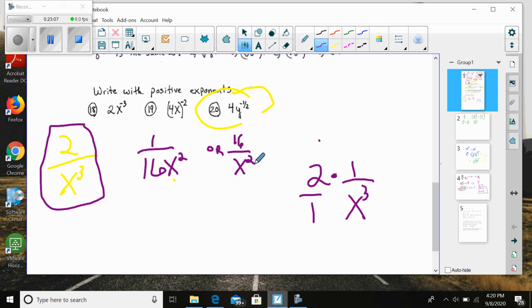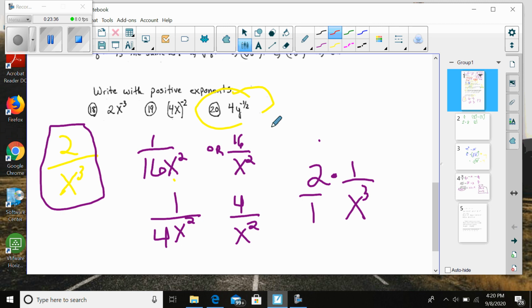Okay, so which one is it for 19? Okay, does the 16 stay upstairs and just the x come downstairs? Or maybe a different answer. Maybe some of you have like 1/4 x squared. Or I think somebody in class today didn't know why the 16 was part of it, right? But what happened, so these might be possible answers that some of you tried writing.